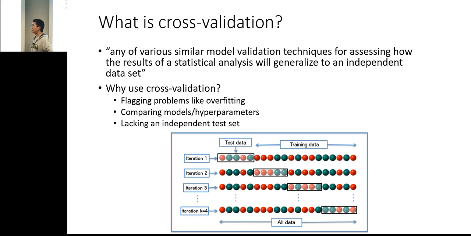Now, why should you use cross-validation? You should use cross-validation if you want to flag problems like overfitting. You should use it if you want an objective way, or a somewhat objective way, to compare models and hyperparameters. Maybe you want to see which model is the best model to use for your data, but you want to see which hyperparameters to use: how big should your neural network be, or what order should your polynomial be. And you should also use it if you completely lack an independent objective test set.